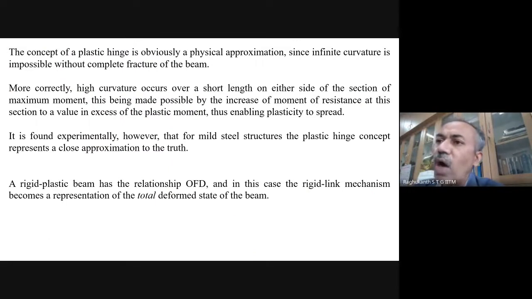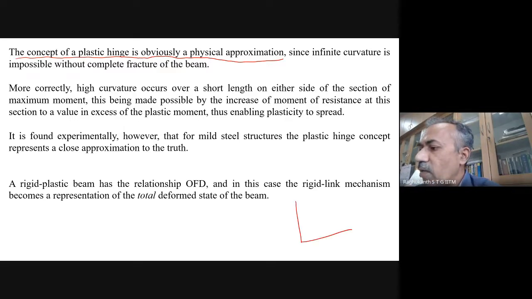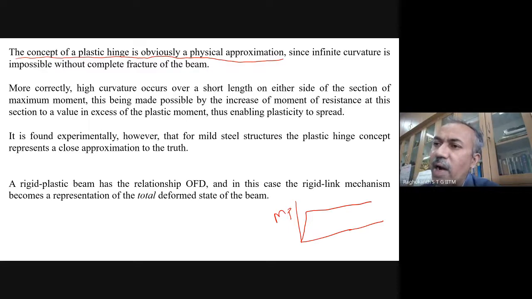Now this concept of plastic hinge, whatever we are saying, is basically a physical approximation. Because this curve shows that at MP the curvature is infinite. In reality, there is nothing called infinite curvature. I already showed you the photographs of how things fail. So this is just a physical approximation. The beam will not break into two pieces or whatever. Infinite curvature is not possible without complete fracture of the beam itself. So it is just a physical approximation.